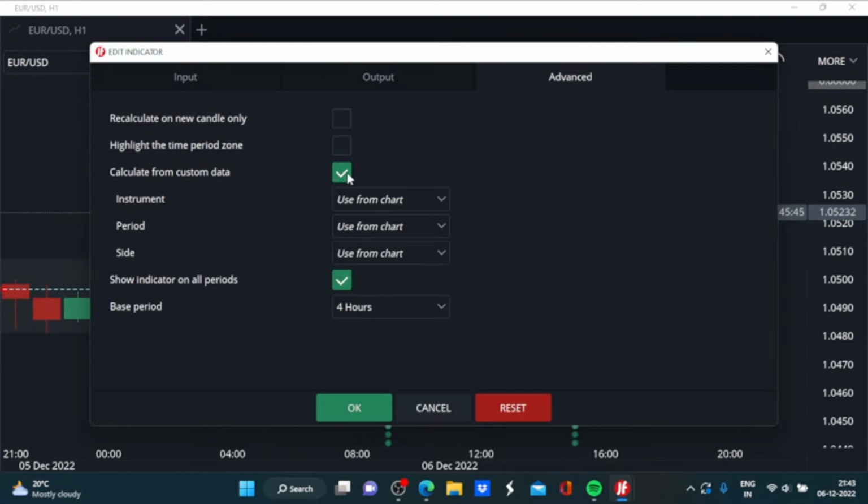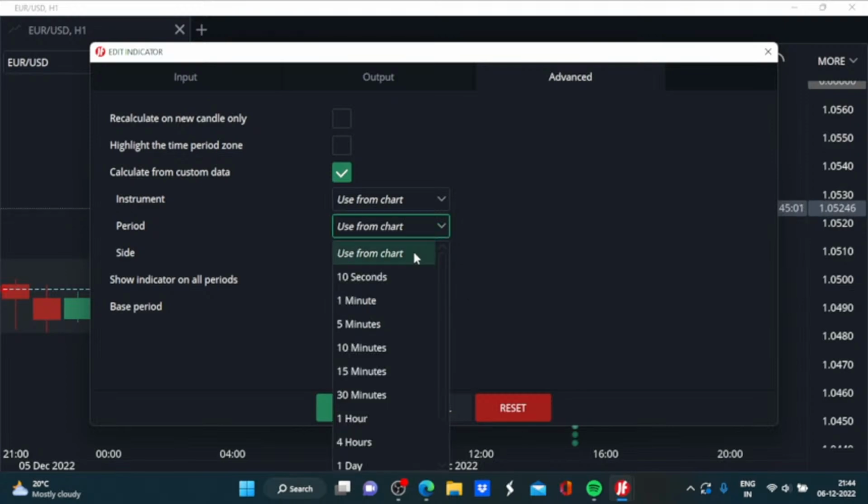Calculate from custom data. You can customize it further. Instrument. Almost all of the instruments available on the chart are going to work fine with this indicator. You can use it while trading with forex instruments, or for that matter commodities, indices, stocks. Almost all of the instruments available on the JForex platform are compatible with this indicator, and you can use this to take the market depth into account and plan your trades accordingly.